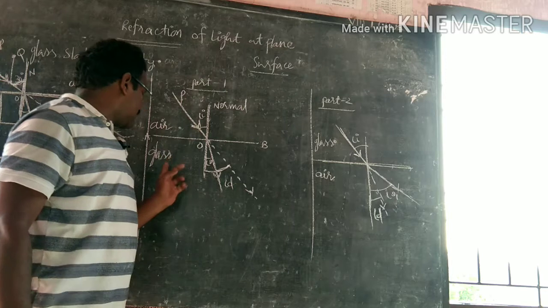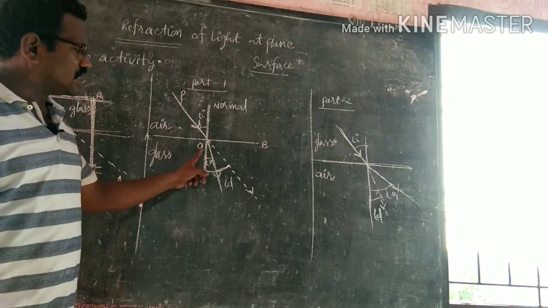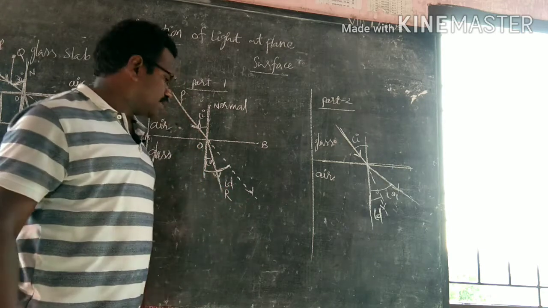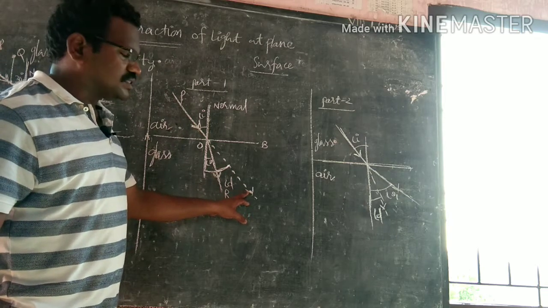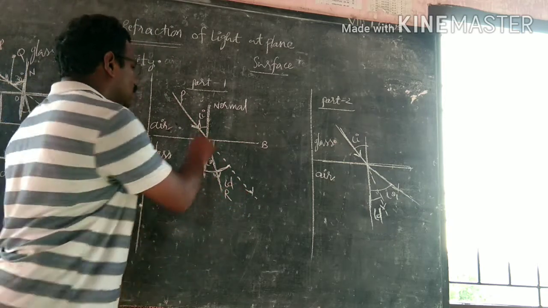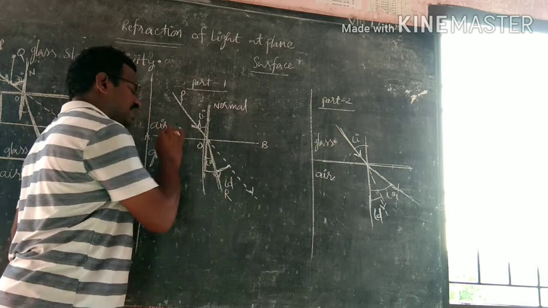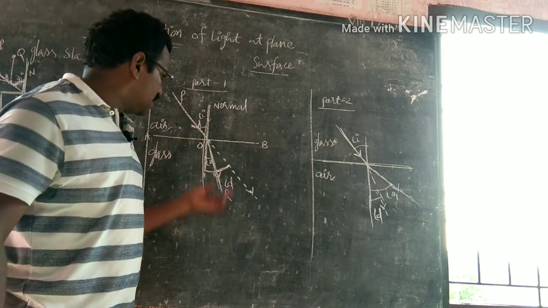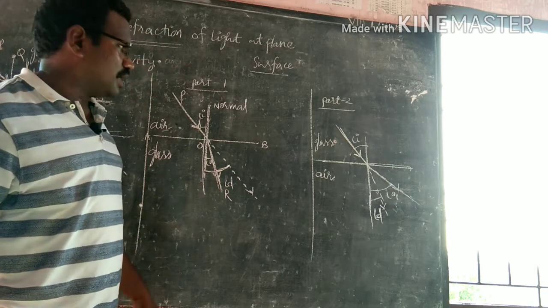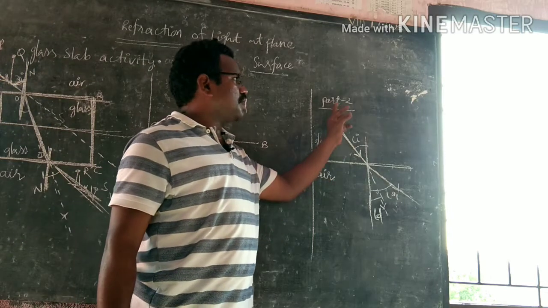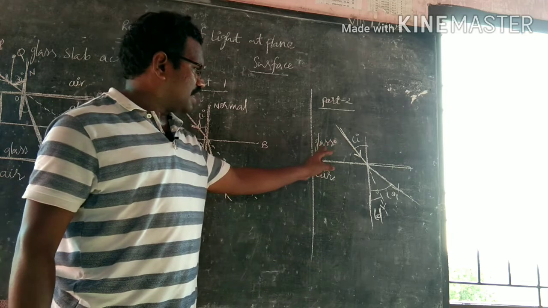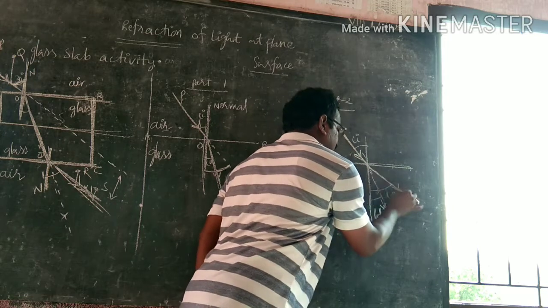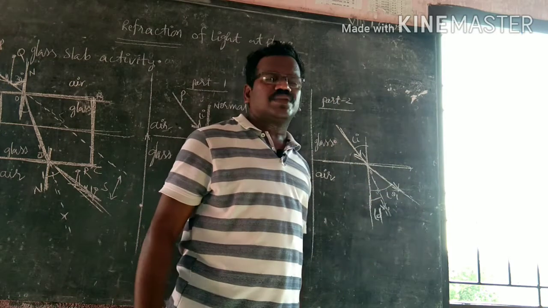If you observe, in the first part PO is the incident ray and QOR is the refracted ray. The light ray, instead of traveling in a straight line, is deviating towards the normal. Whenever a light ray travels from air to glass, it is deviated towards the normal. Now come to part 2. If the light ray is traveling from glass to air, instead of traveling in a straight line, it is deviated away from the normal.